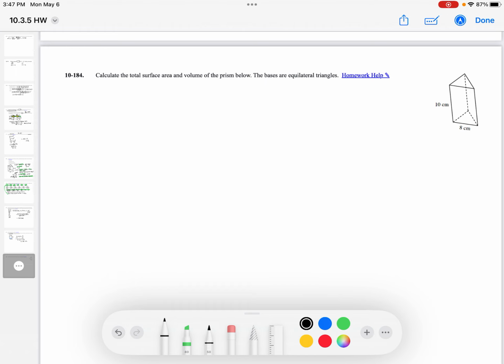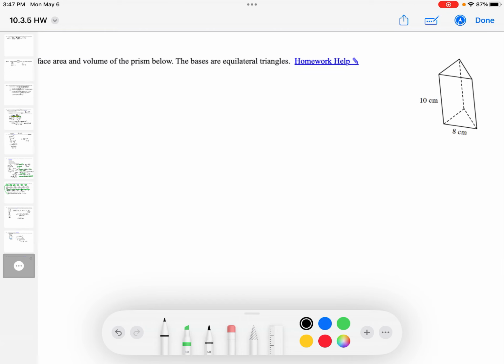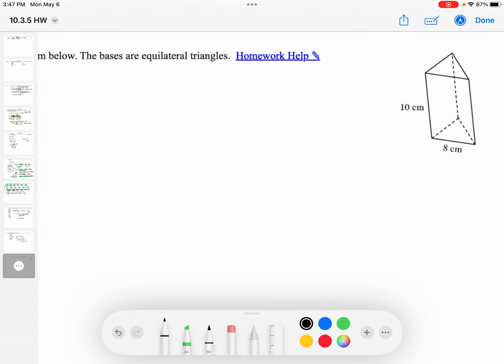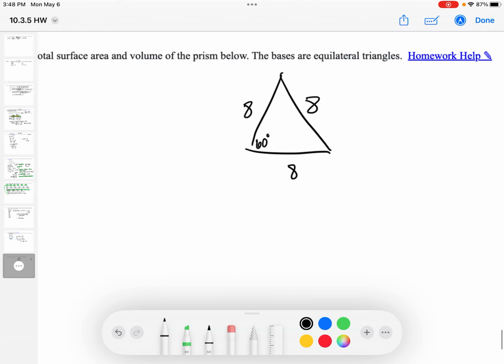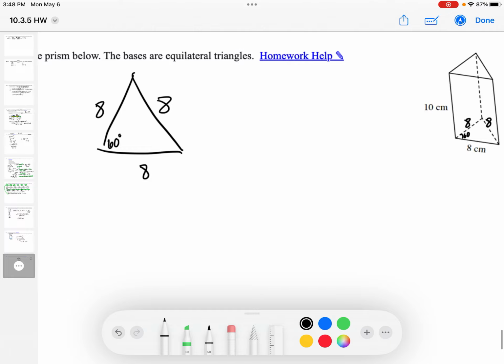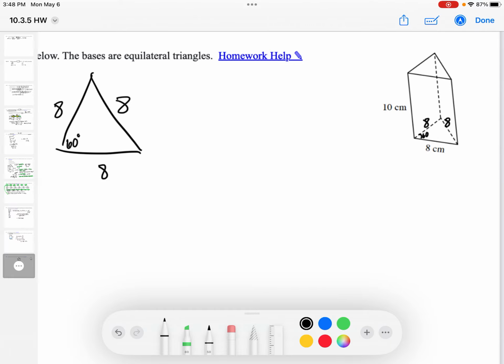Problem 184. Calculate the total surface area and volume of the prism below. The bases are equilateral triangles. Okay, so if this is equilateral, that's 8 and that's also 8, right? And what do I know about the angle measurements of an equilateral triangle? They are all 60. I'm going to draw that triangle bigger. This is 8, that's 8, that's 8. This is 60 degrees. So I want to find the surface area and volume. To find the volume of a prism, I need to know the area of the bottom, the base, times the height.